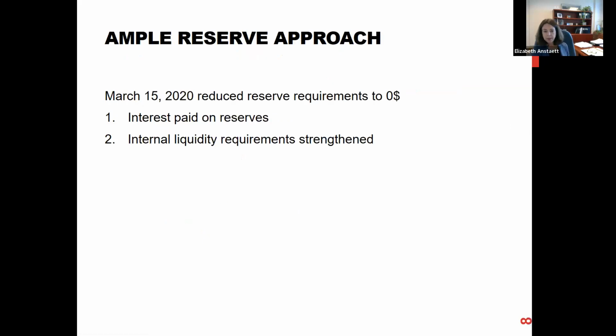So as I mentioned, and as we have read, the Federal Reserve has adopted the ample reserve approach. And they started that on March 15th of 2020, which is, if you think about it, sort of the date that we all became aware that the pandemic was going to hit the United States, or was in the United States, depending on where you lived.